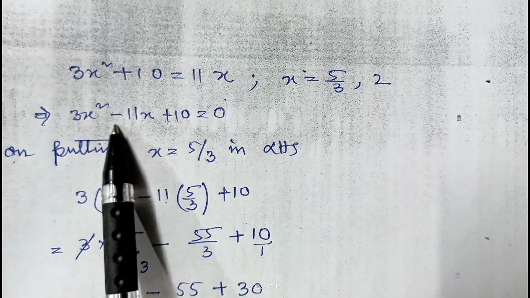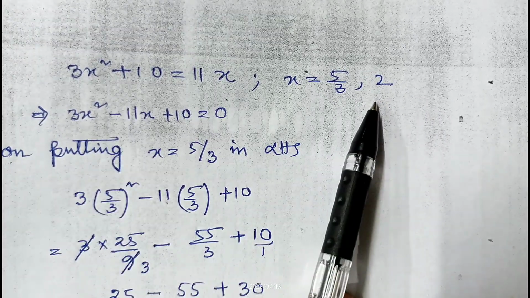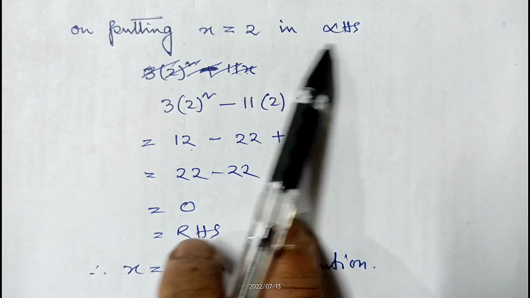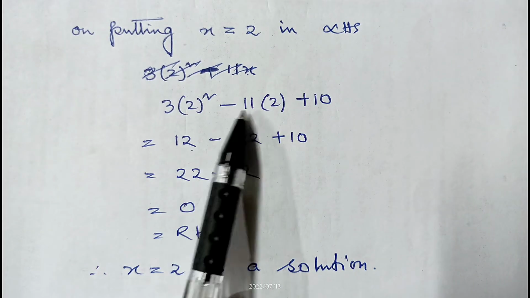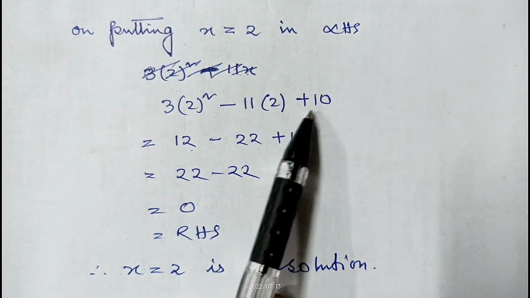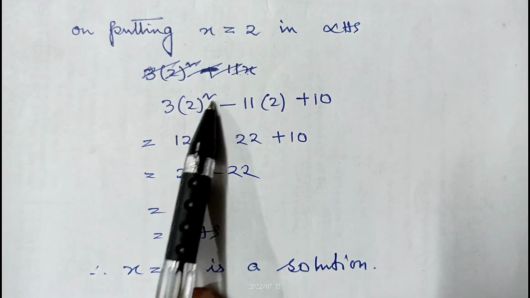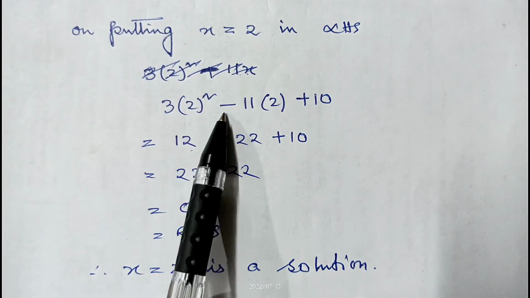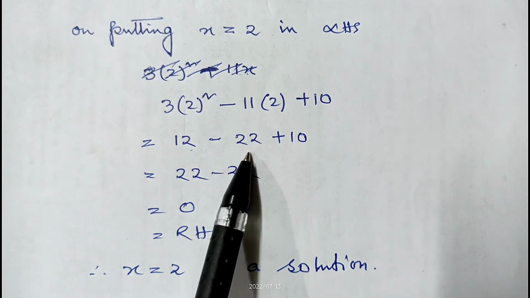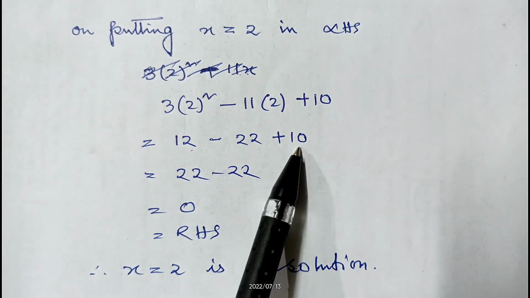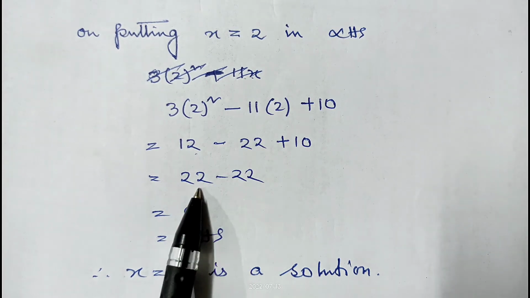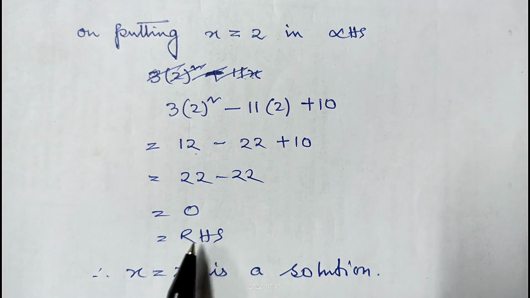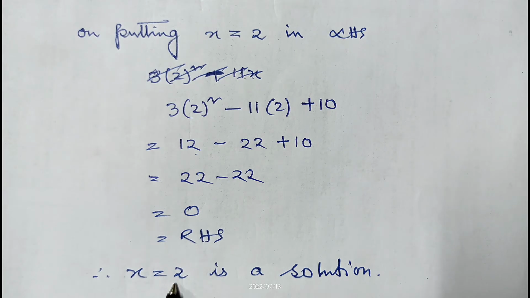Now we are going to replace this x by 2. On putting x = 2 in the left hand side, it will be 3 into 2² - 11 into 2 + 10. Now 2 into 2 is 4, 4 times 3 is 12, minus 2 into 11, 22, plus 10. Now 12 plus 10 will be 22, minus 22. So it will be 0. So we got the right hand side. Therefore x = 2 is also a solution of the given equation.